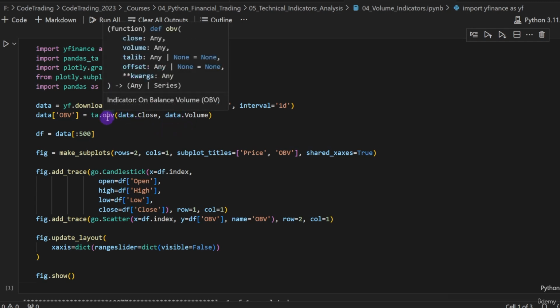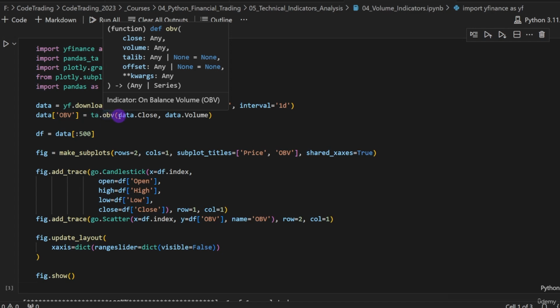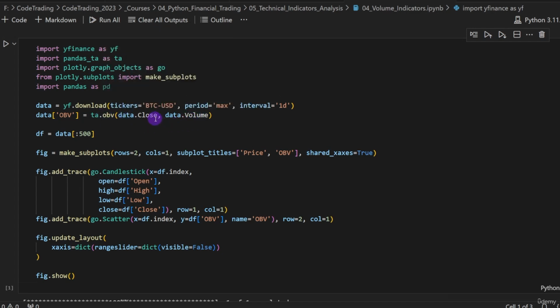But in all of these cases, as you may have noticed, we're not actually implementing the formulas ourselves. In Python, we have packages that are pre-coded and we can just use them. So we call the function OBV, we provide the data.close and the data.volume columns, and we can store the result in a new column in our data frame that I'm calling here OBV.